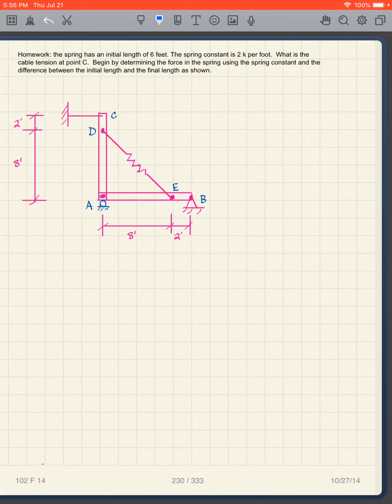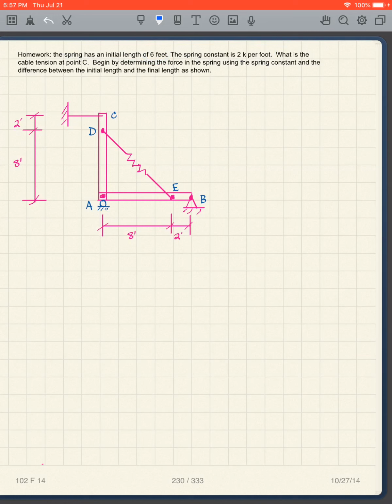And if we read the problem, it says the spring has an initial length of 6 feet and the spring constant is 2 kips per foot. Okay, what do we get out of that comment? Well, we can get the force in the spring. So in other words, when you have a problem with a spring, generally you're going to be given some other information about it. It could be that the spring is located in a scale, as we've seen before, or in this case, we've been given that the original length of the spring is 6 feet.